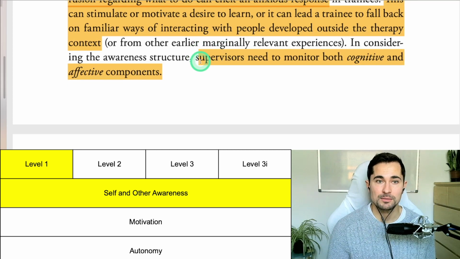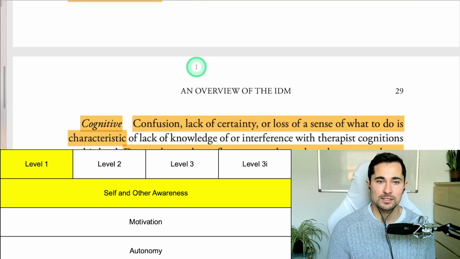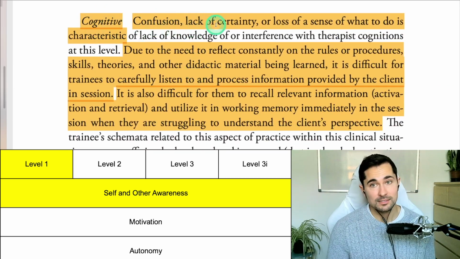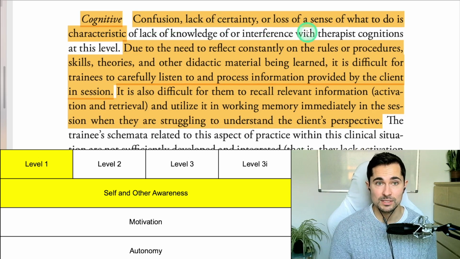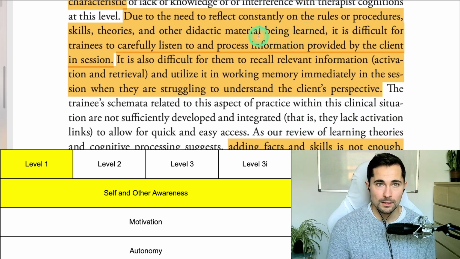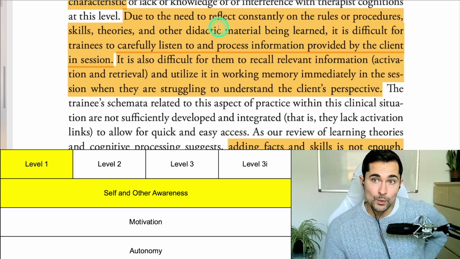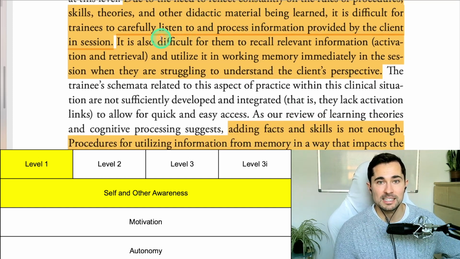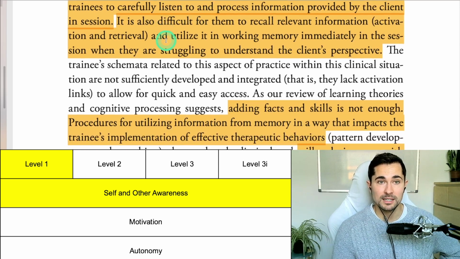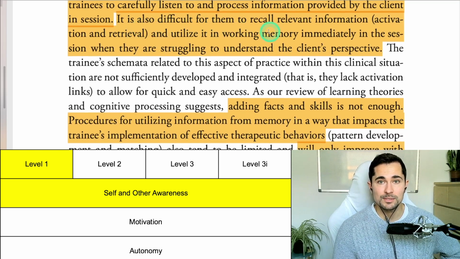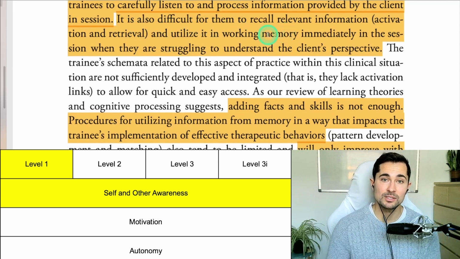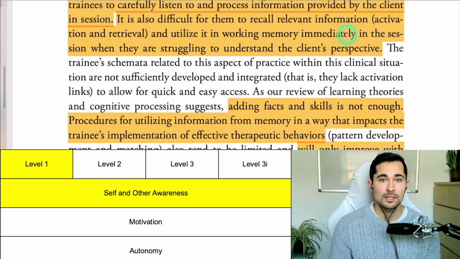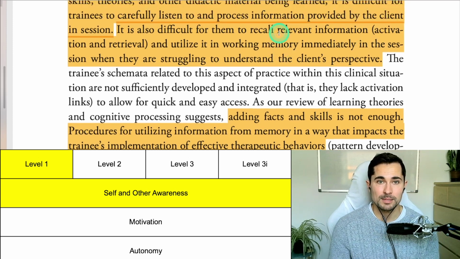Supervisors need to monitor both cognitive and affective components. So let's look at that. Cognitive components can be confusion, lack of certainty, a loss of a sense of what to do, due to a need to reflect constantly on rules and procedures, skills and theories. It's difficult for trainees to carefully listen to and process information provided by the client. It's also difficult for them to recall relevant information, to utilize it in working memory in the here and now, immediately in the session, when they are struggling to understand the client's perspective.